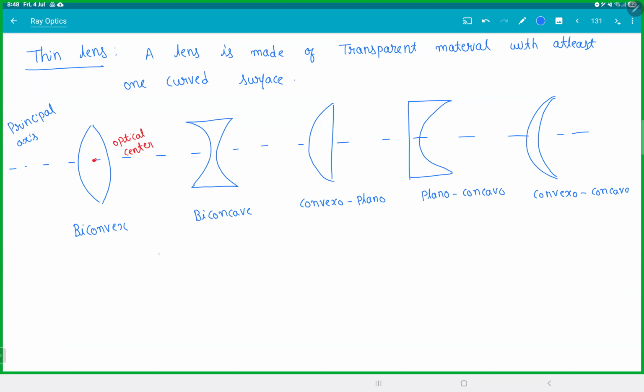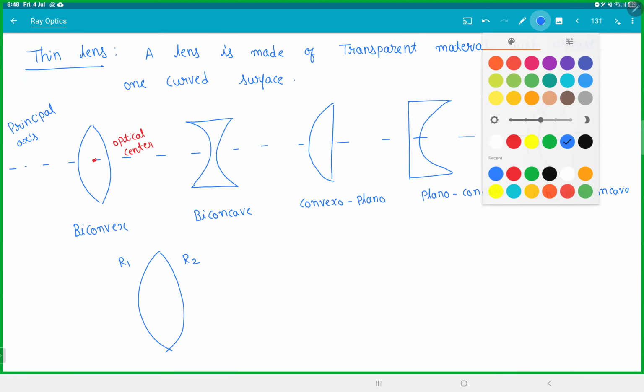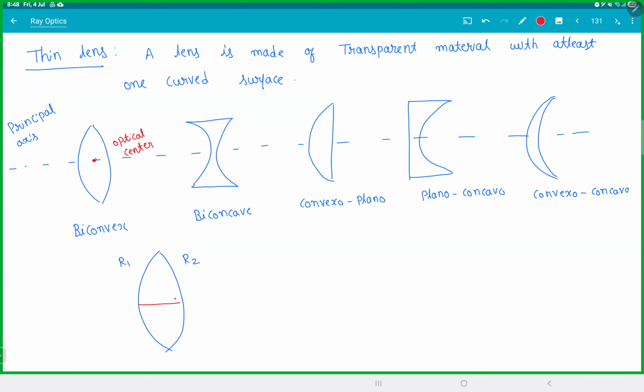Now, in lenses, we study only thin lenses. So how do you define what is a thin lens? When you say thin lens, the thickness of the lens must be very, very small compared to the radius. T must be much, much less than R1 and R2. Example, let's say R1, R2 is 20 centimeter. We are expecting thickness to be around 2 millimeters. It's very small. The smaller, the better.